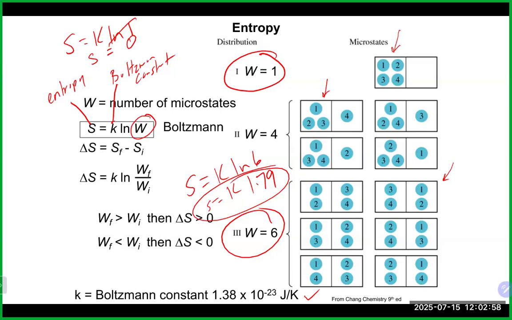So the Boltzmann equation uses microstates, and again, the more ways you could do something, the higher the probability of that occurring, and the higher the entropy value will be. Any questions on that there?